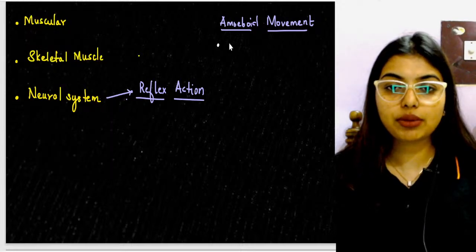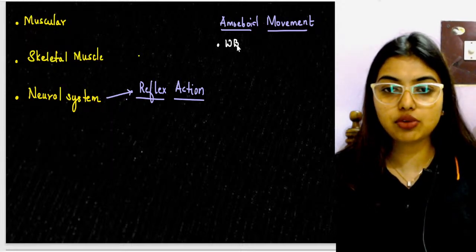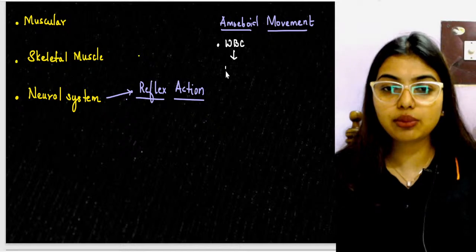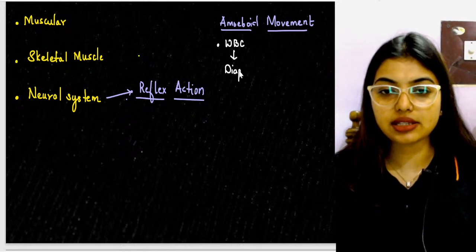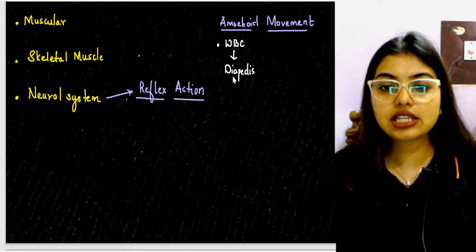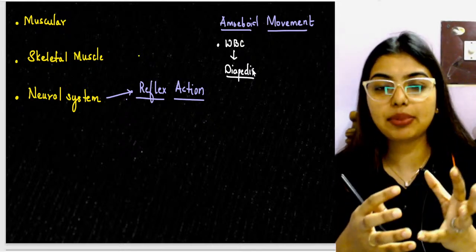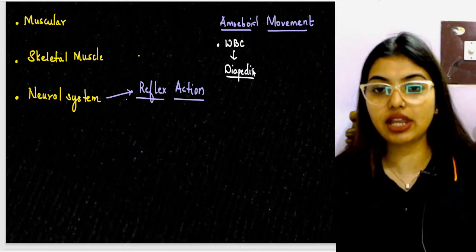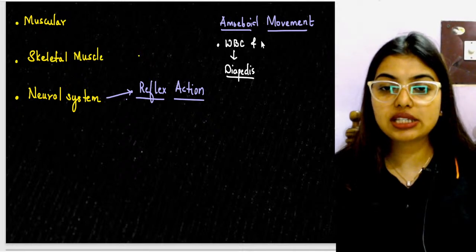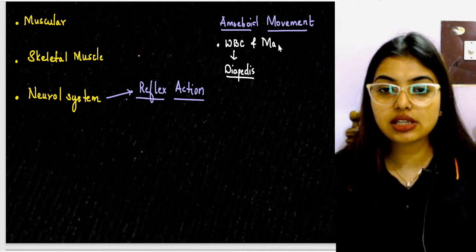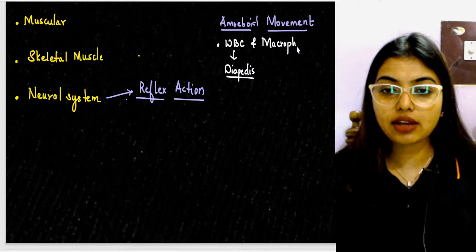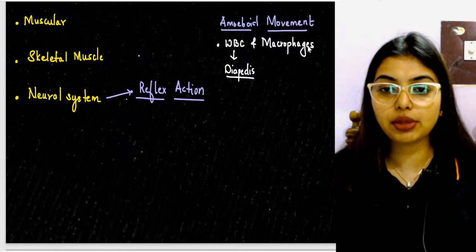Okay, so amoeboid movement is shown by which type of cell, students? Amoeboid movement is shown by two types of cells. That is going to be your WBC, and WBC is doing the movement because of diapedesis. Diapedesis is squeezing out of the capillaries to protect the tissues which are affected. So WBCs and your macrophages are going to do amoeboid movement.